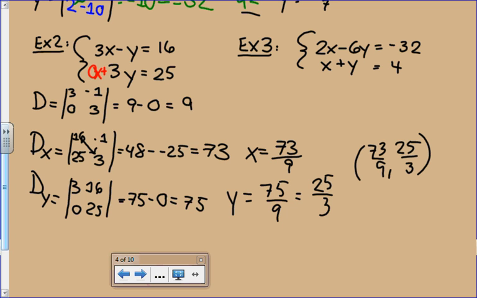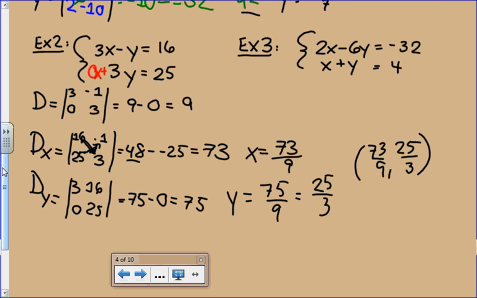48. Yes, yes. 16 times 3 is 48. That has to go first. That was a good question. And then minus the negative. It has to go that way, or else we'll get a lot of negatives.